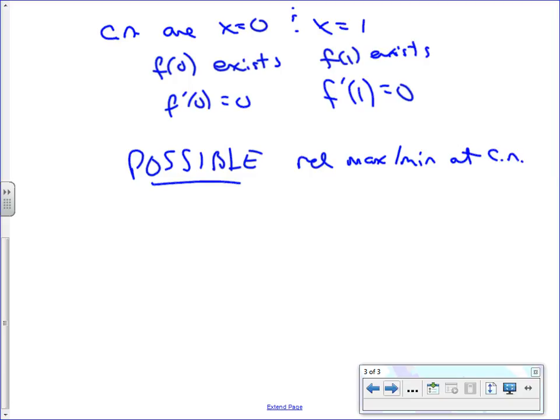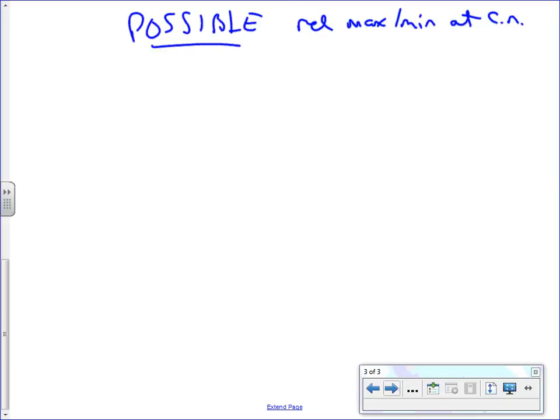Not guaranteed. We'll get to that next. Okay. Right now we're just identifying the candidates. Okay. Identifying the candidates. All right. Next one.